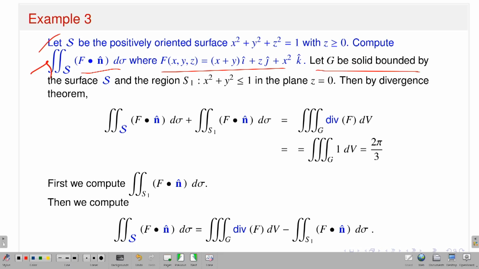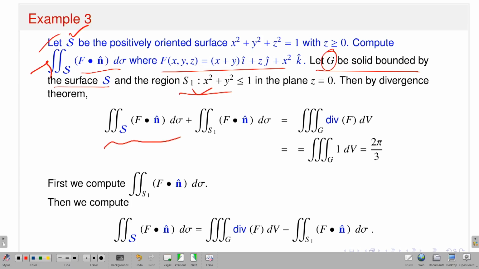So let G be the solid region bounded by the surface S, this is the upper hemisphere, along with the region bounded by the unit circle staying in the plane z equals 0. So if I include my given surface S along with S1, then this union becomes a closed surface, and what is the interior region? This is nothing but the region G. So therefore, you can apply what is called Gauss divergence theorem.